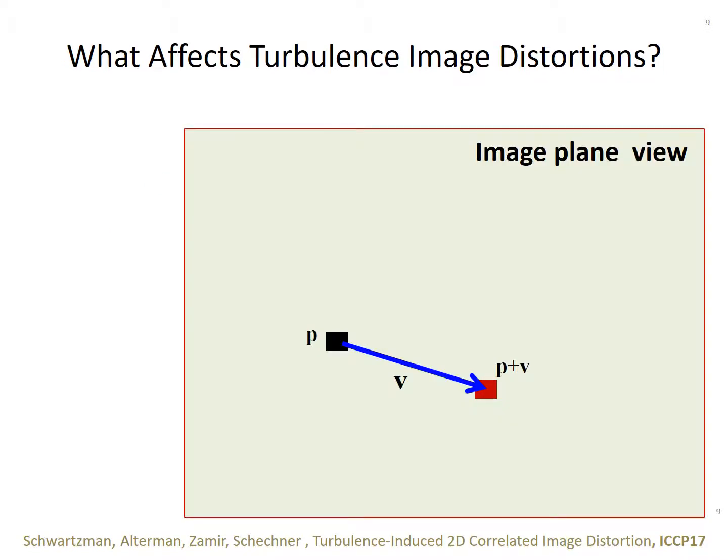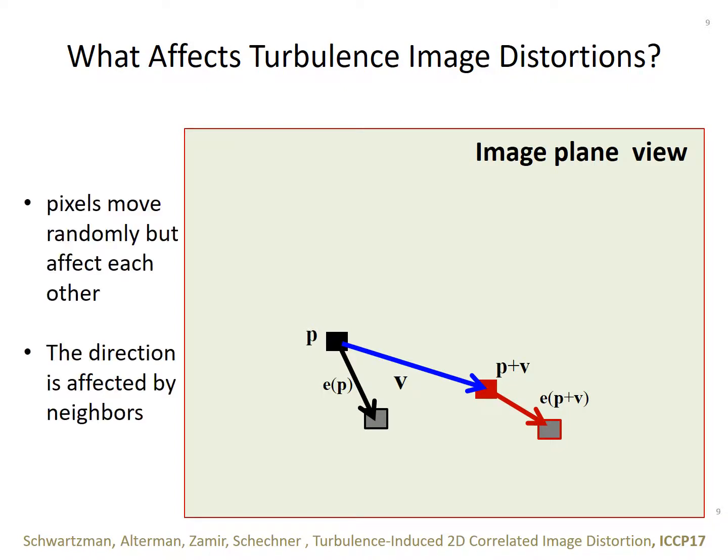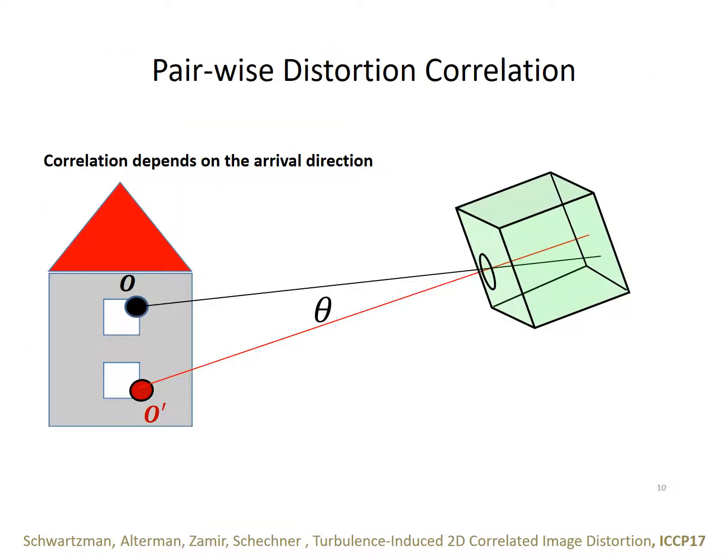At the image plane, these are 2 pixels separated by a vector v. The magnitude and direction of distortion at each point depends on the distortion of its neighbors. This interpoint correlation is non-trivial. There is a correlation between the angles of arrival of O and O'.